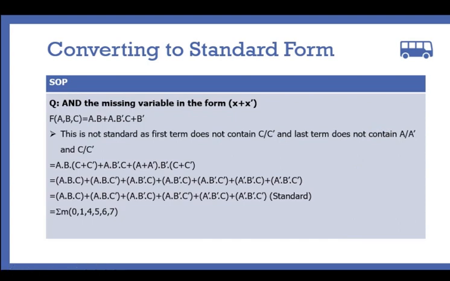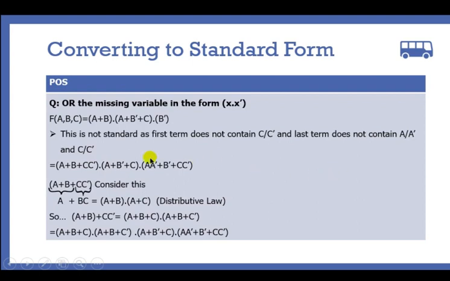Now, we will convert the given expression to standard sum of product. This is not standard as the first term does not contain C or C bar, and the last term does not contain A and A bar. So we will add C plus C bar and A plus A bar, and simplify it. Now the same for the product of sums. This time we will add C and C bar and A bar.